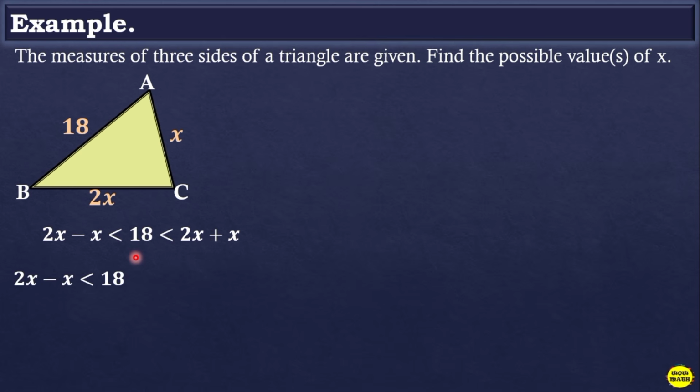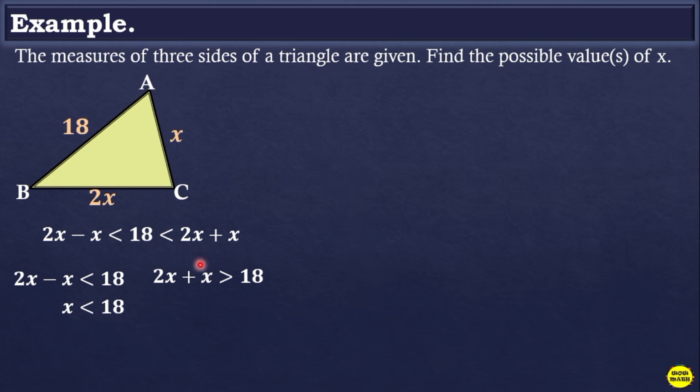So, yung una is ito. So, ito po yung una natin. So, we have 2x minus x is less than 18. So, solve for x, we have 2 minus 1, that is x, is less than 18. Now, yung isa po natin is ito po.